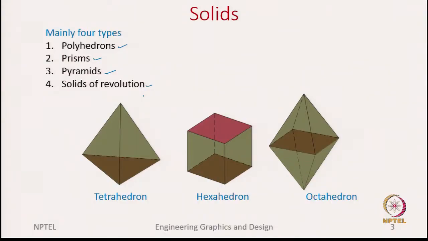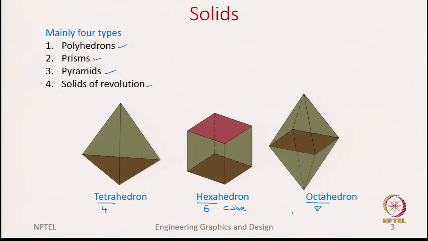So, let us start with polyhedrons. Here we see the tetrahedron, which means it has 4 faces which are all equal. The next one is the hexahedron, which means it has 6 faces where all faces are equal in size and shape. You can also call this a cube, as we all know. And lastly, the octahedron, which has 8 faces, all being the same.